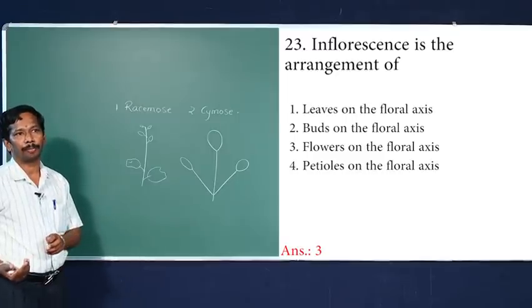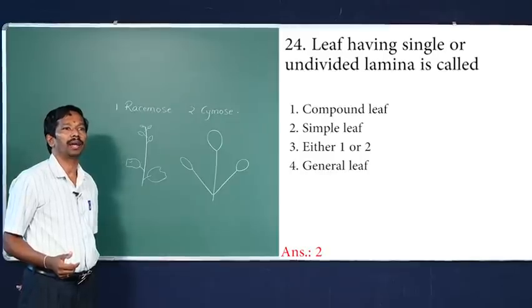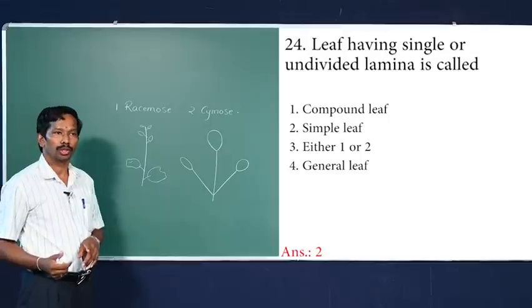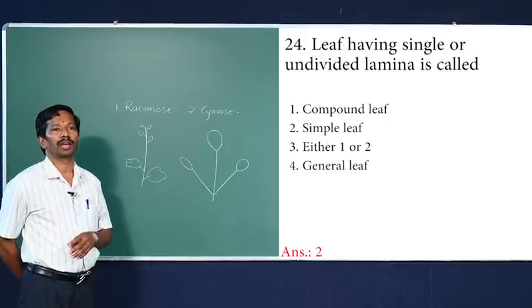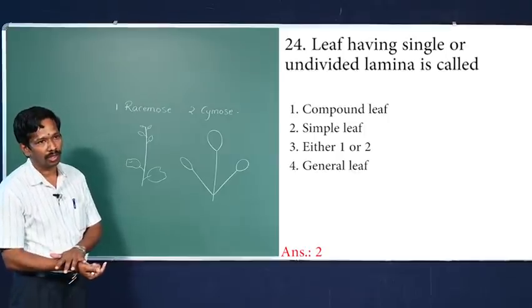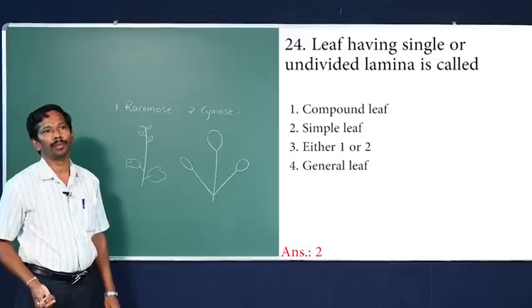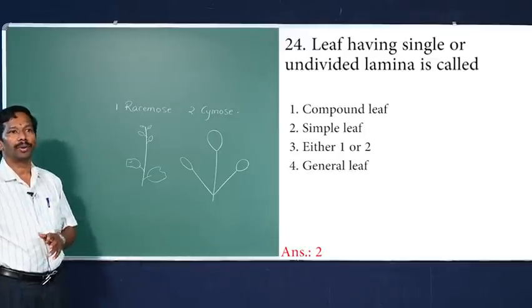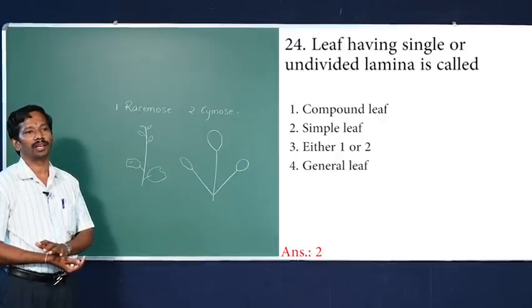Okay. A leaf having a single or undivided lamina is called as, and the explanation was already given earlier in question number 22. Option 1 is compound leaf, second option is simple leaf, third option is either 1 or 2, and fourth option is general leaf. Answer is 2, because when a leaf is not dissected, it is called a simple leaf, and when it is dissected into leaflets, it is called a compound leaf. Hence the answer is 2.